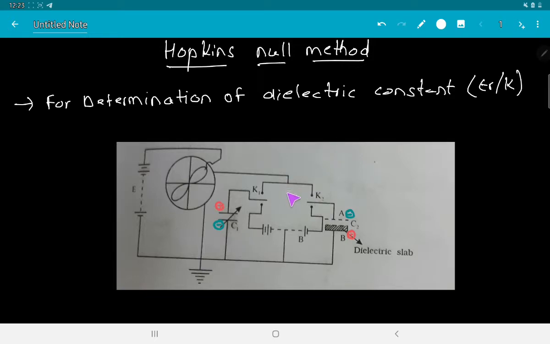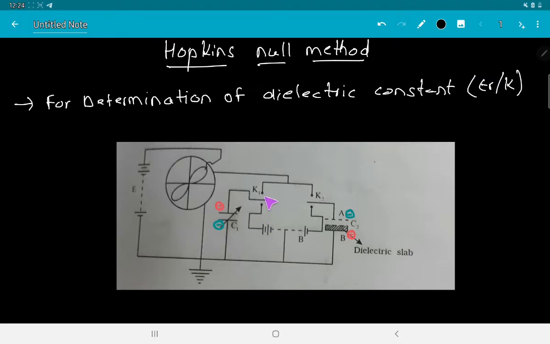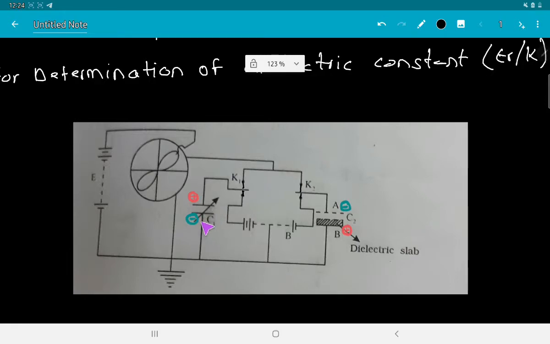Now when we press these keys K1 and K2, if we join this K1 and K2, this side also will get joined, and if this side also gets joined, what will happen is C1 capacitor, this side will become positively charged and the other plate will become negatively charged. For capacitor C2, the upper plate will become negatively charged and lower plate will become positively charged, as this is connected to the negative end and K1 is connected to the positive end.